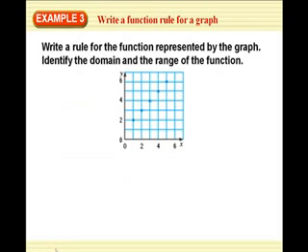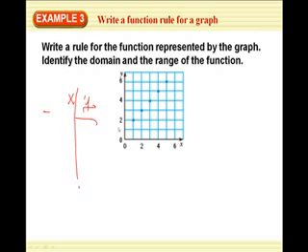Write the function rule for the graph. So really they're wanting us to work backwards. Look at this, they give us the graph. Well, what did we have to do to make a graph before? We had to have a table. We had to have those values. So if you look here, what we got to do is we got to find those values. We have to find those x, y values.